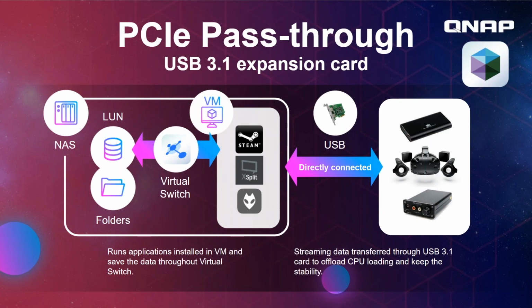We have a project-based example where a user is connecting USB external hard drives that they want to access directly from the VM. So they just perform the USB pass-through for the USB card and keep connecting external hard drives to the USB card, and the VM can access the data directly from the USB without having to go through the QNAP.